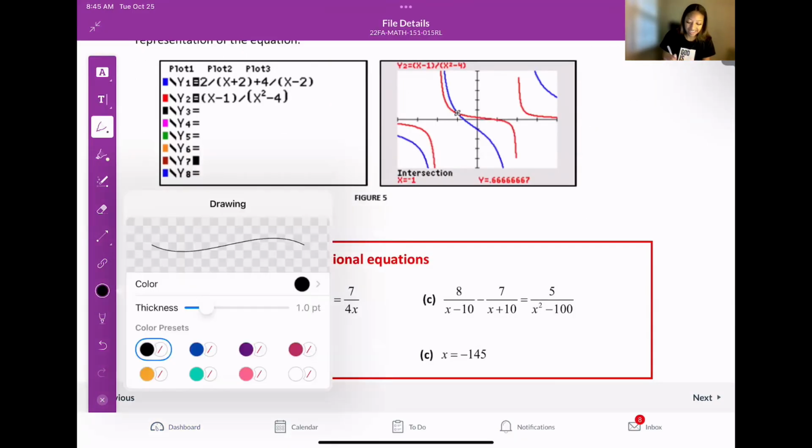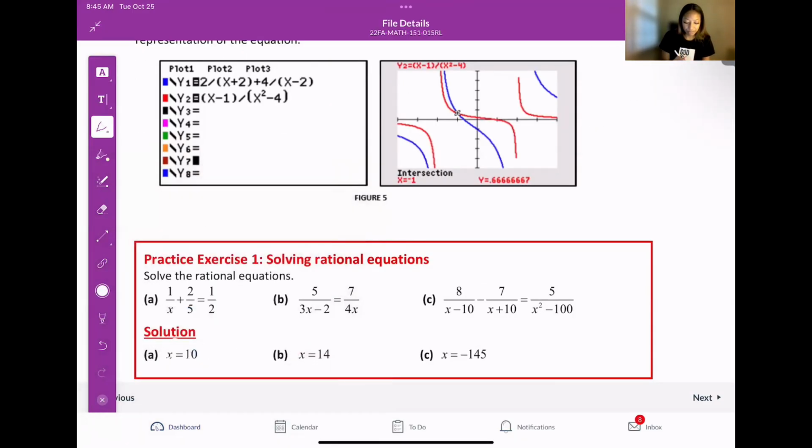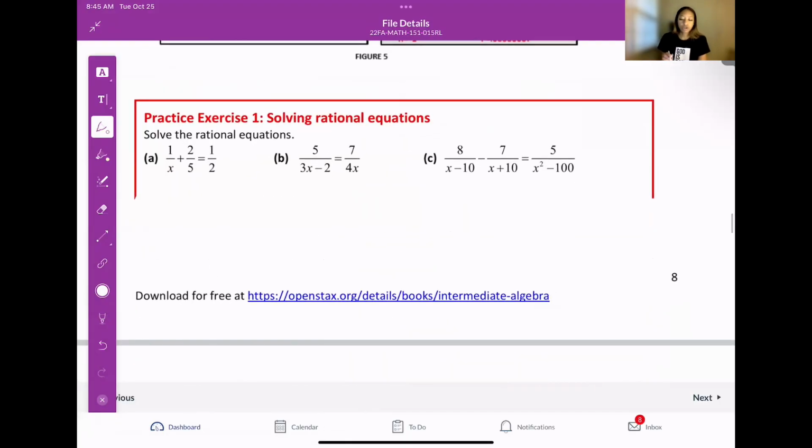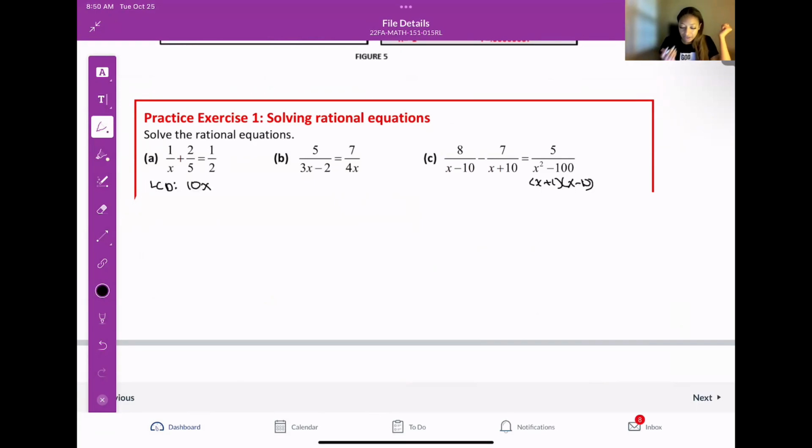So for our first set of practice problems, we have 3 problems here. The first one, 1 over x plus 2 over 5 equals 1/2. The second one, 5 over 3x minus 2 equals 7 over 4x. And the third one, 8 over x minus 10 minus 7 over x plus 10 equals 5 over x squared minus 10. So let's solve part A.